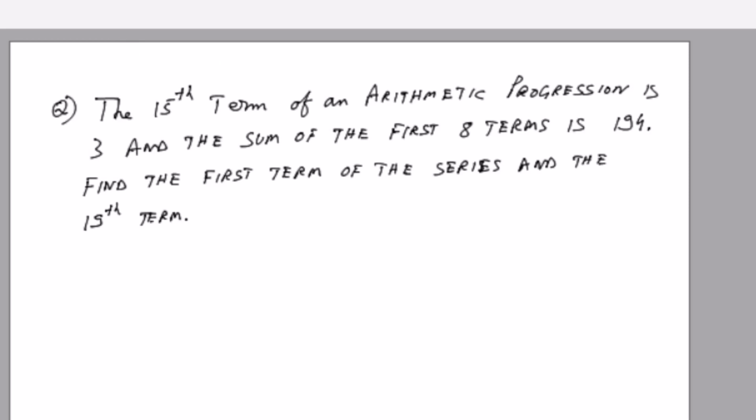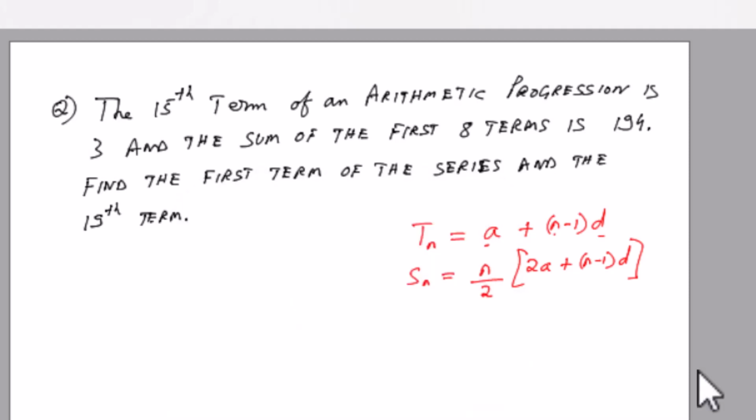Even before we start solving the problem, let's try to understand, as far as arithmetic progressions are concerned, the formulas that we have. If we have to find the nth term, we use this formula: Tn equal to a plus (n minus 1) into d, where a is the first term, d is the common difference and n is the term number. We also have the formula: sum of n terms is equal to n by 2 into (2a plus (n minus 1) into d). These are the two formulas that we will be using as far as arithmetic progression is concerned.